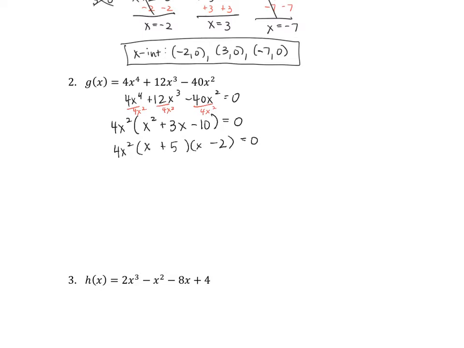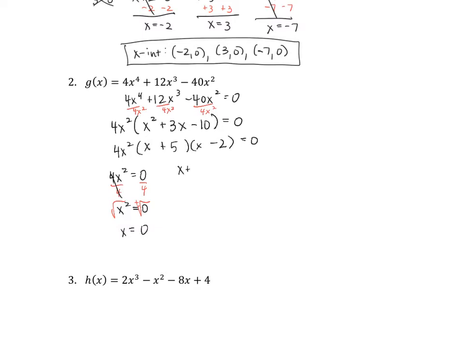We're going to go ahead and solve each one. So 4x squared = 0. I can divide by 4. That will give me x squared = 0. And if I take the square root of both sides, I can put plus or minus, but it won't make a difference because it's 0. So x = 0 is the one solution here.